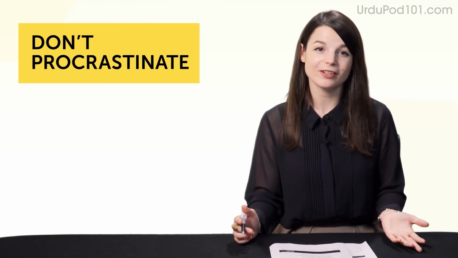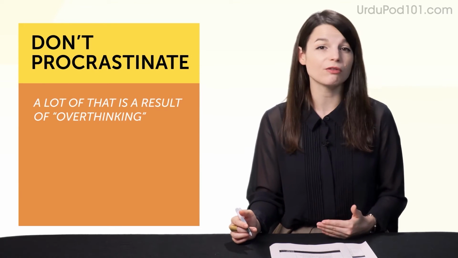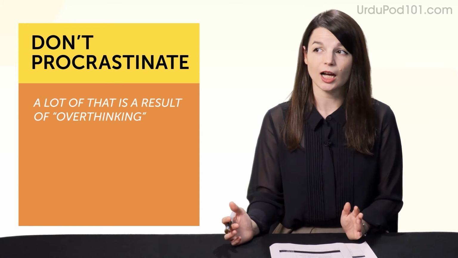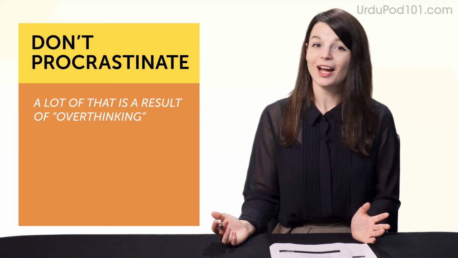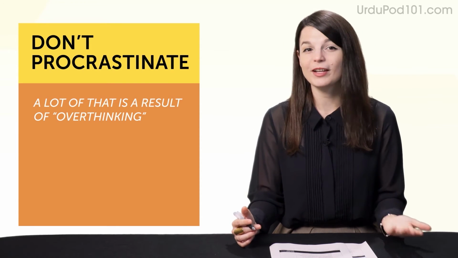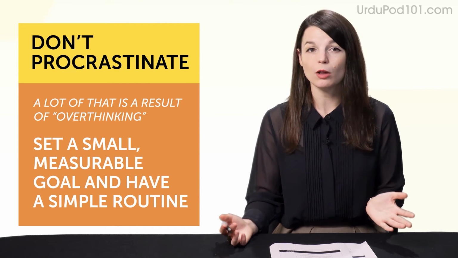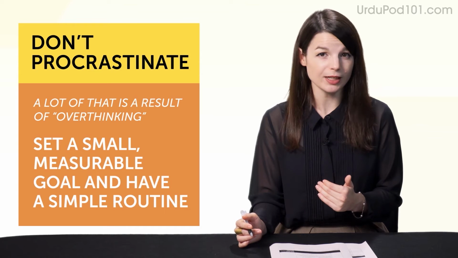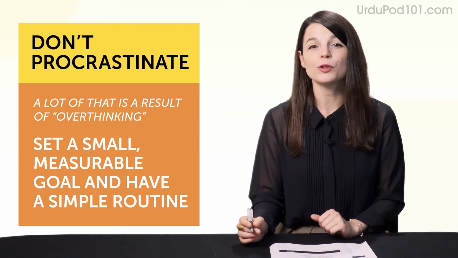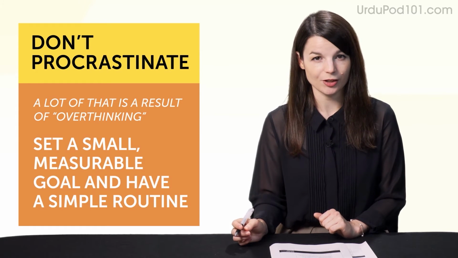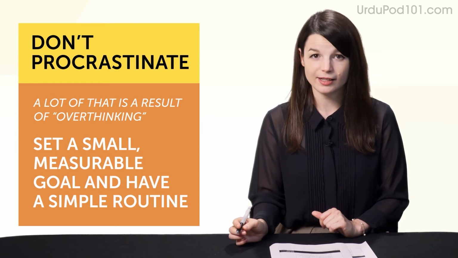Habit number 9 is don't procrastinate, which is easier said than done. Most of us procrastinate, and a lot of that is a result of overthinking. Let's say you plan on studying today. So you remember, I have to study. Now you're ruining it in your head. It becomes something you have to do. It's a hassle now. But if you set a small, measurable goal and have a simple routine, spend 5 minutes, then you know you just need to put in 5 minutes, and you're done. So if you want to beat procrastination, make your goals and routines easy.